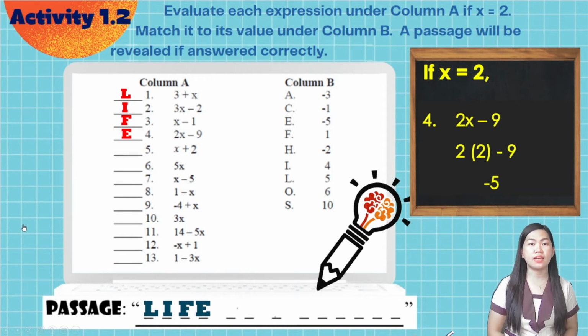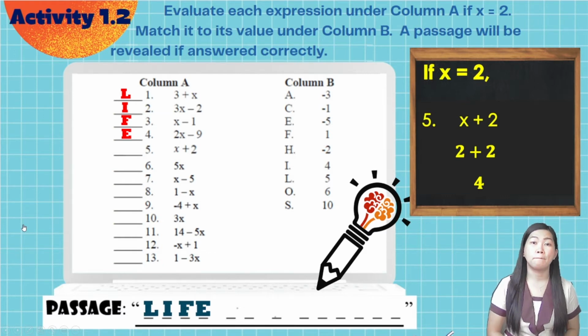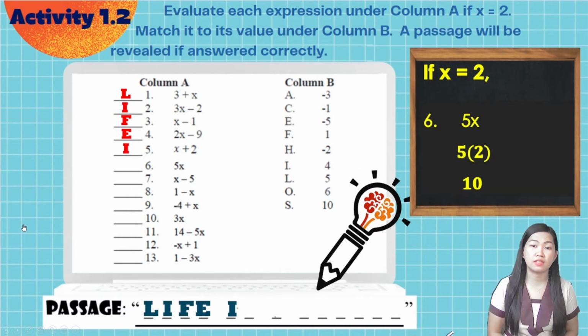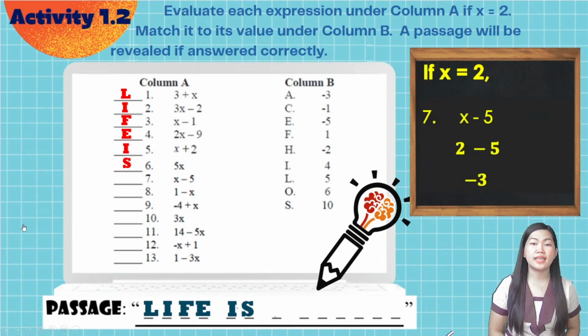Next, we have x plus 2. So simply add the value of x to the expression. So 2 plus 2 is equal to 4. And 4 is letter I. Next one, number 6. Expression is 5x. So by multiplying the value of x to 5, the answer is 10. And 10 is letter S. 7. The expression is x minus 5. So 2 minus 5 is equal to negative 3. And negative 3 is in letter A.